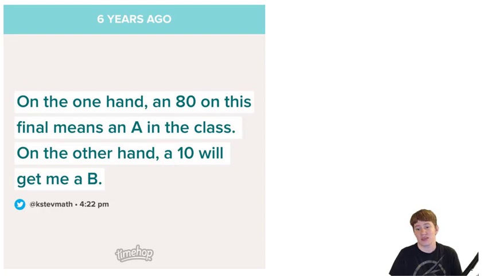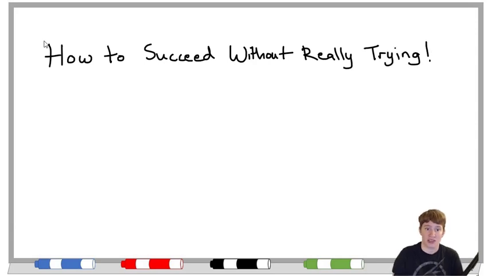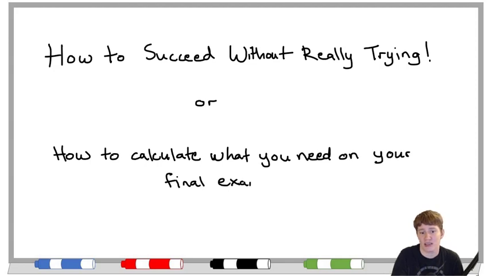So this is something that can be really helpful when you're going into your final exam, to know where you stand and how much it's going to affect your grade, and there's a really easy way to figure it out, and we can do that together right now if you want to. I'd like to call this How to Succeed Without Really Trying, or How to Calculate What You Need on Your Final Exam to get the grade you want in the class.